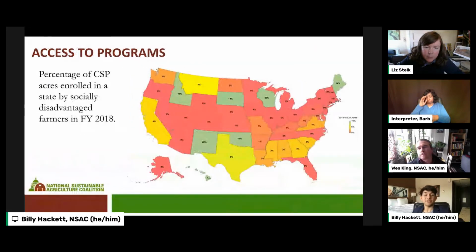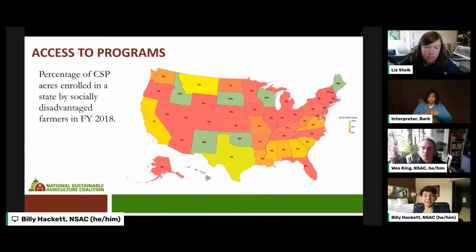And those foundations continue to be alive, and it affects access to programs in the Farm Bill as well. So on the screen, you'll see one example of the Conservation Stewardship Program, a flagship conservation program that is authorized and included in the Farm Bill. You can see on this map the acres that are enrolled by socially disadvantaged farmers in the fiscal year 2018. Socially disadvantaged is a term that USDA uses to signify Black, Indigenous, people of color farmers, and depending on the program, veteran farmers, women farmers, and the like.